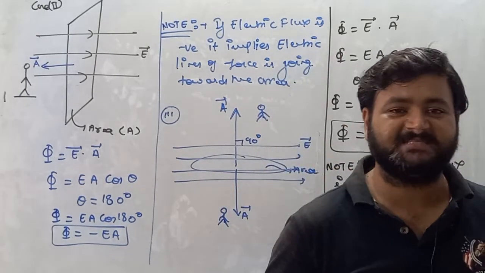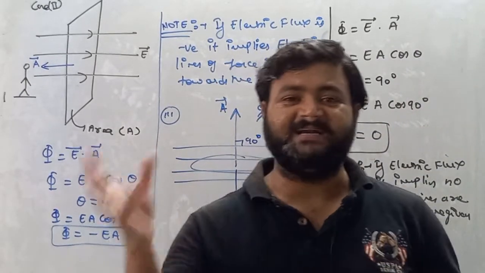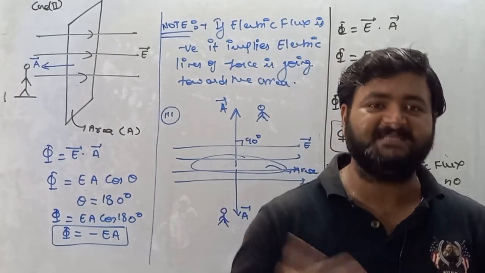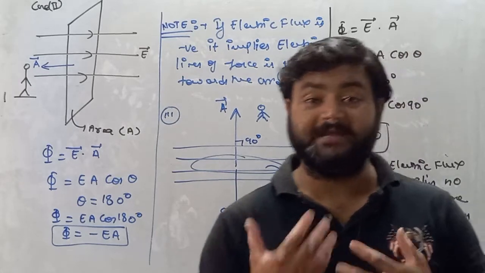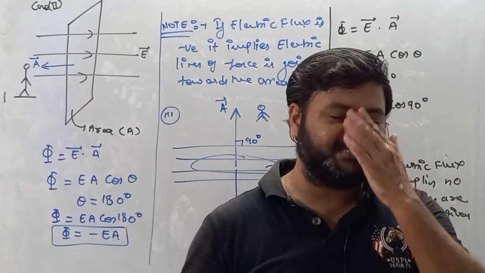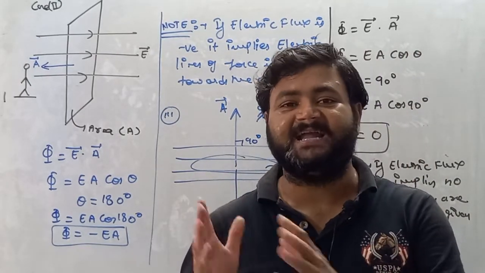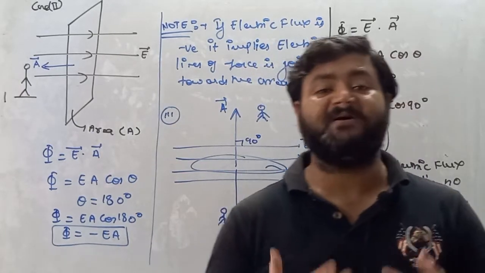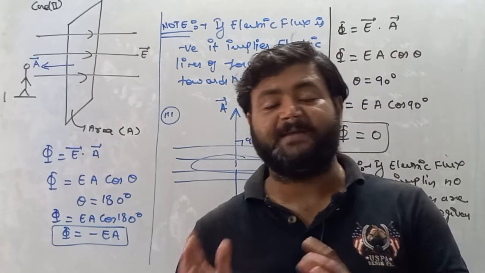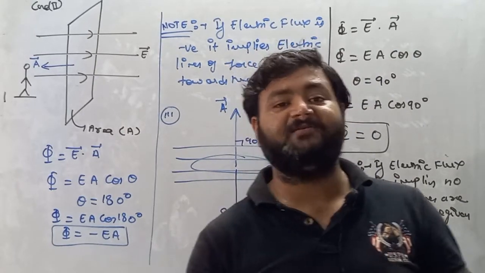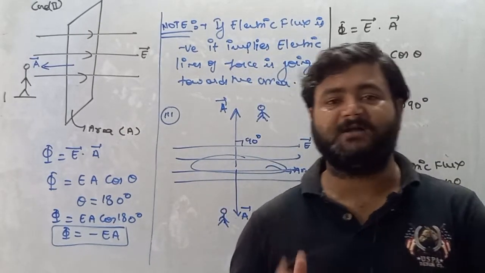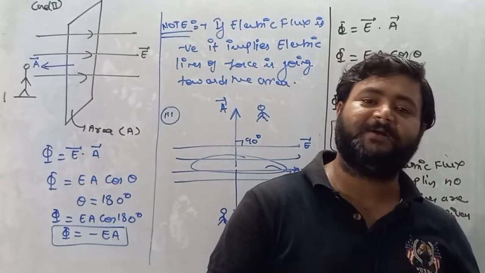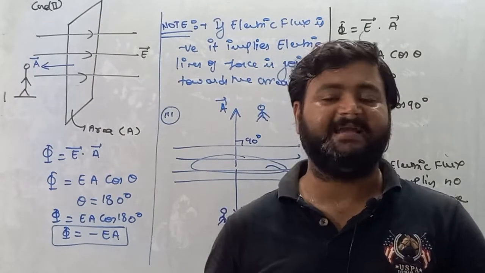If flux is positive, it implies electric field lines are coming out from the area. If flux is negative, it implies electric field lines are going towards the area, and flux is nothing but electric field lines passing through any given area, or we can say the number of electric field lines passing through any given area, and the value of electric flux is E vector dot A vector. So the new definition of electric flux is the dot product of electric field and area vector.